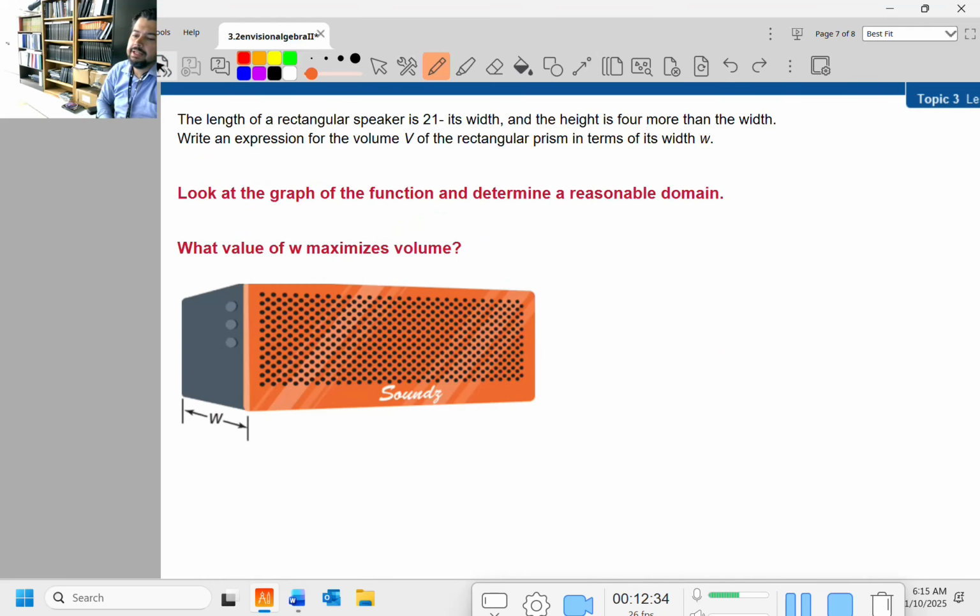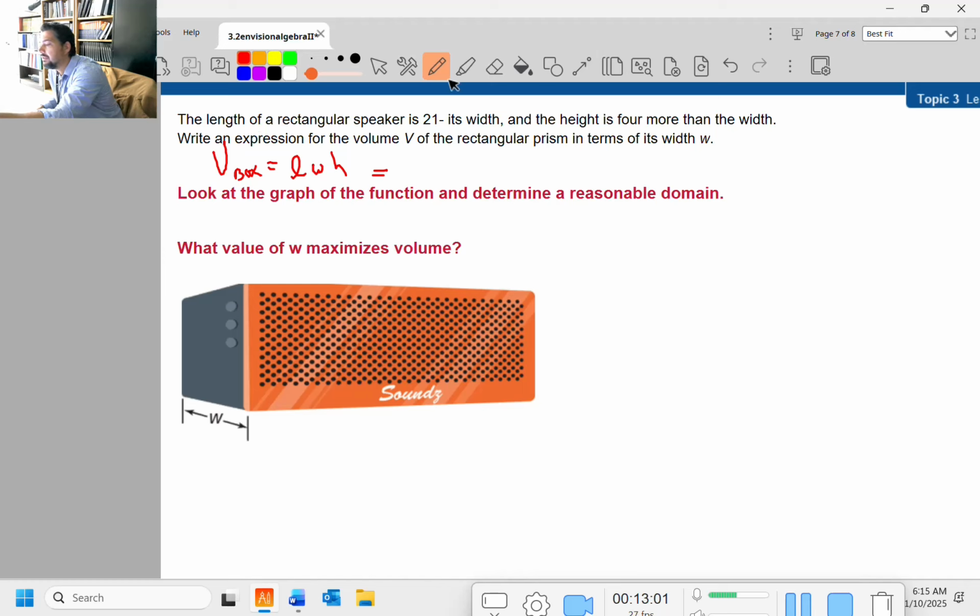The length of a rectangular speaker is 21 minus its width, and its height is 4 more than its width. Write an expression of the volume of a rectangular prism in terms of its width. So you are expected to know that the volume of a box, a rectangular prism, is length times width times height. Now, if you don't know that, I just don't understand you. It's length, width, height.